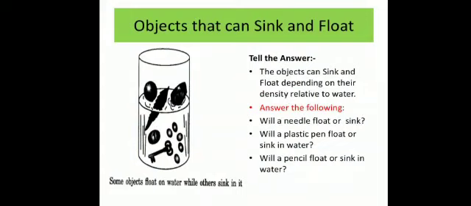Now some questions are here. You have to decide that if a particular object sinks in water, you can classify that it has a higher density than water. So will a needle float or sink? Or will a plastic pen float or sink in water? Or will the pencil float or sink in water? This you can try by yourself and decide whether their density is heavier than water or lighter than water. Okay?